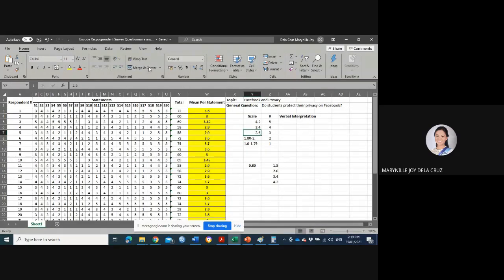So the class intervals are 1.00 to 1.79, 1.80 to 2.59, 2.60 to 3.39, 3.40 to 4.19, and 4.20 to 5.00. So that will be your scale.